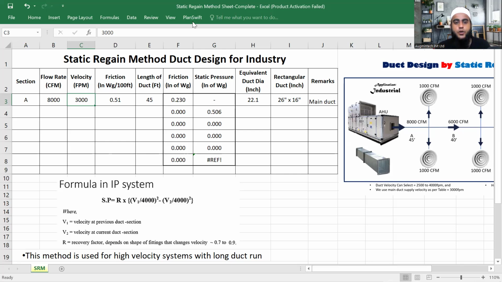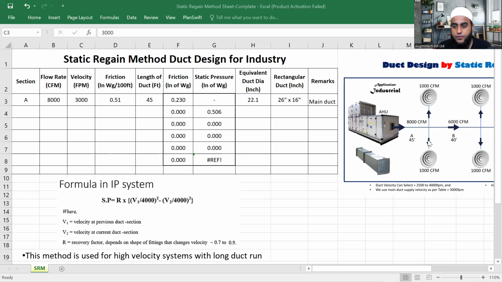All of you clear at this point? Tell me, please. All of you clear how I have calculated the duct size for section A? Other students, please give me a reply in the chat box. Only type Y or YES. So it is very simple. So please give me a reply, okay? Yes or no. Okay, so clear.